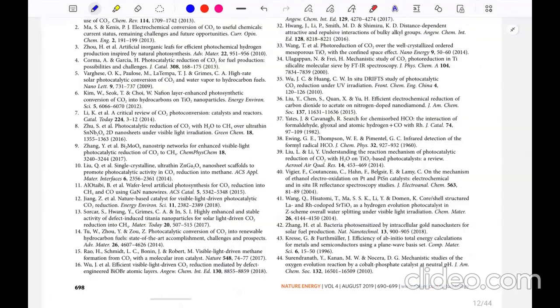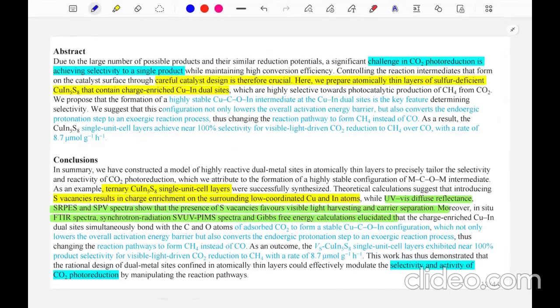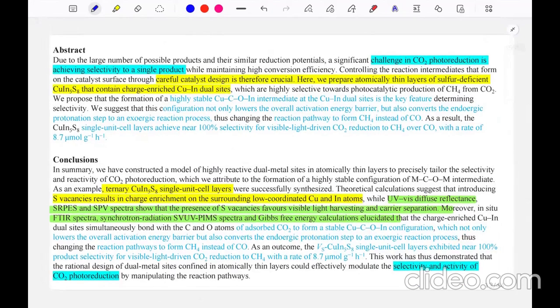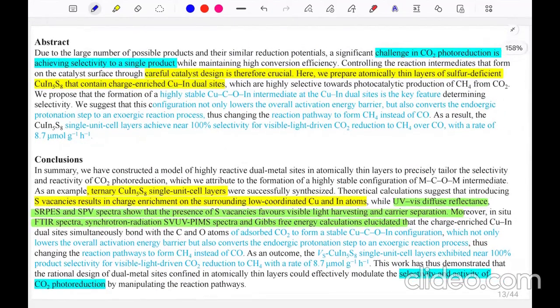So moving on to the last point of the assignment for the first paper, that is we have to compare the similarities and differences between the abstract and conclusion. So first we will be discussing the similarities.